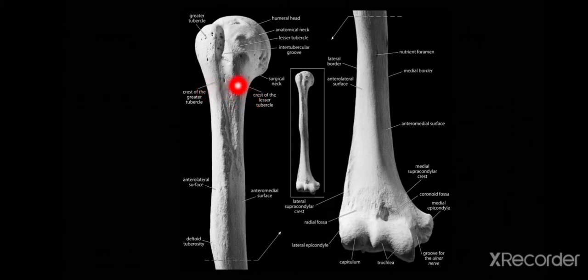Coming to the surgical neck, it is a very important feature of the proximal end or the upper end. It is the common site for fracture, one of the places for humeral fracture, and it is related to axillary nerve and anterior and posterior circumflex humeral vessels. So whenever fracture happens, axillary nerve is damaged, and there may be damage to anterior and posterior circumflex vessels.